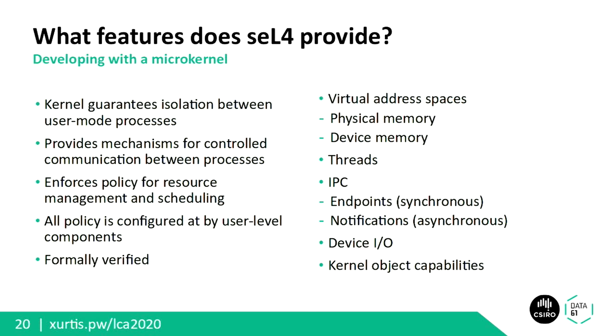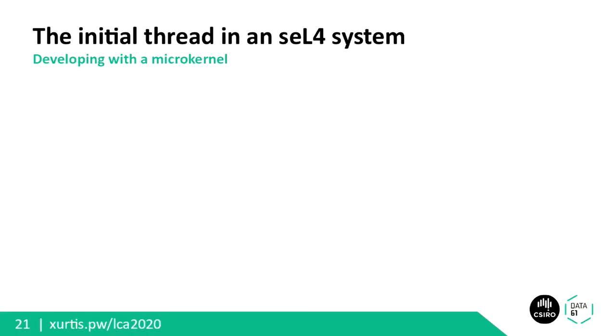But if this is the set of features that our seL4 kernel provides to us, and we want to implement a system on top of it, what is our application going to look like with just this? In this case, the first thing that executes within an seL4 system is the initial thread. What is going to be available to that first thread?